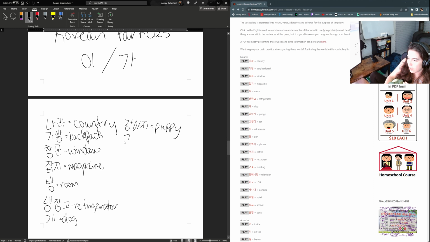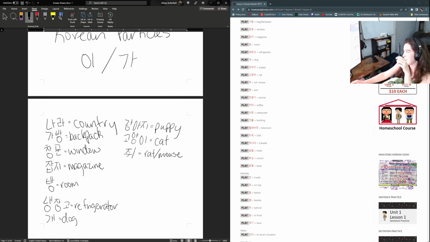So let's get goyangi. Goyangi. This is cat. And jwi, which is rat slash mouse. And then pen, which we have in our hand, a pen. 펜. Something like that. I feel like I just spelled that really weirdly. We're just gonna accept it.